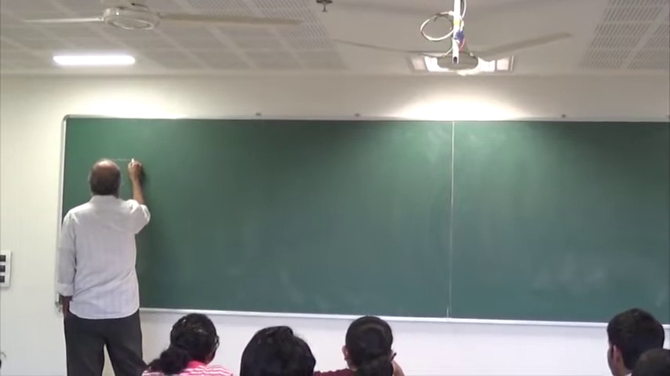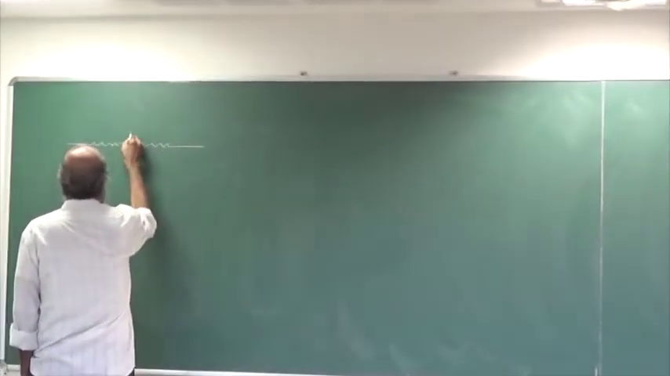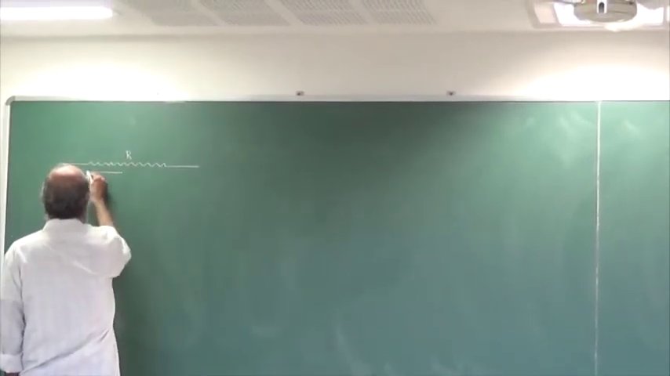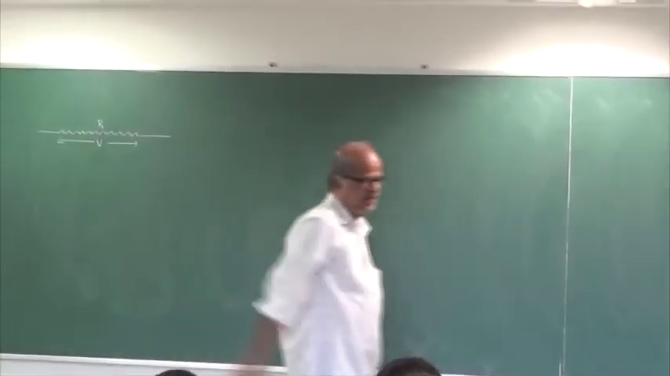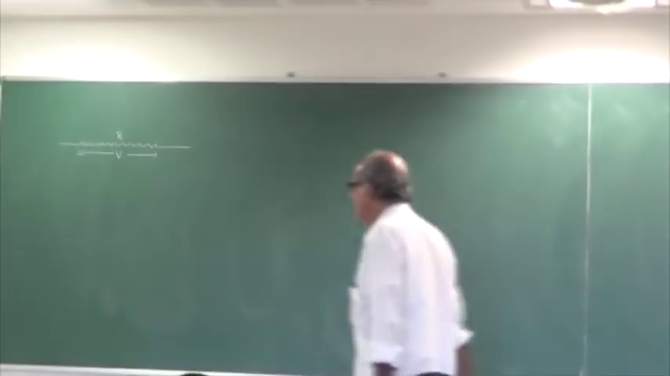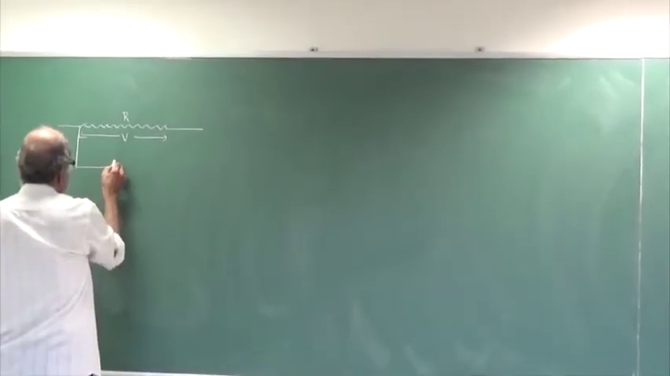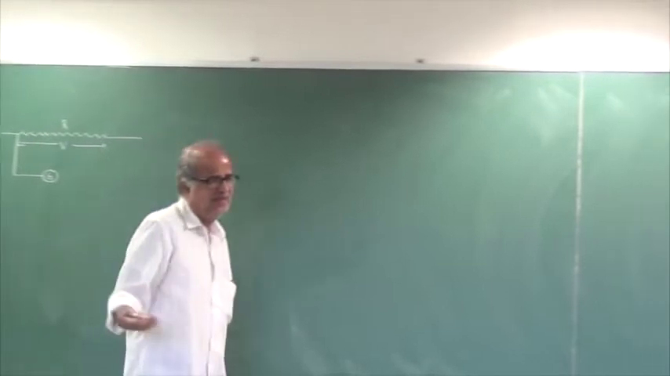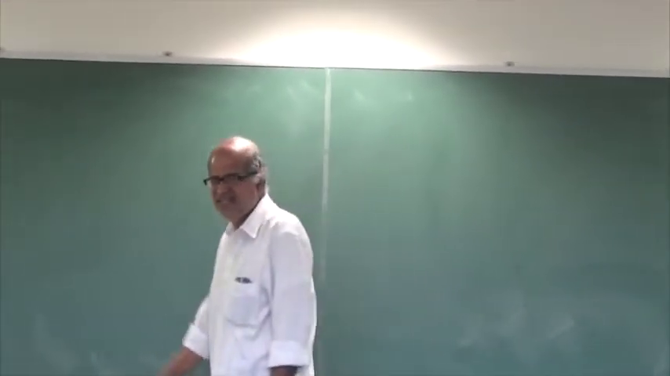Let us suppose this is a part of a circuit. The resistance is R. You want to measure the PD across this due to the passage of current in that. You connect a voltmeter in parallel with this. Now our problem is to convert a galvanometer into a voltmeter. What should you do? You have to increase the resistance.